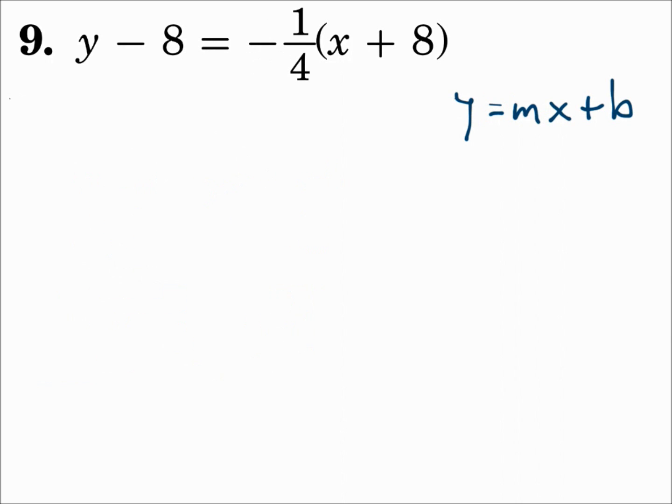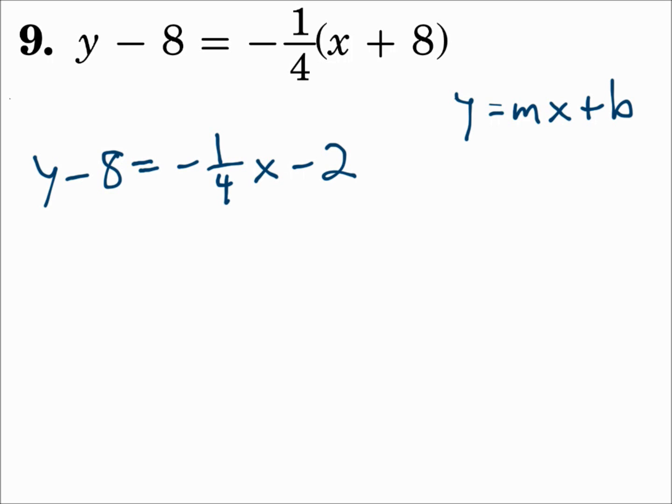Number 9. Y minus 8 equals -1/4 times the quantity x plus 8. That's in point-slope form. We want slope-intercept form, which is y equals mx plus b. Solve for y, getting everything on the right to get slope-intercept form. Distribute first. -1/4 times x is -1/4 x. -1/4 times 8 is -2.